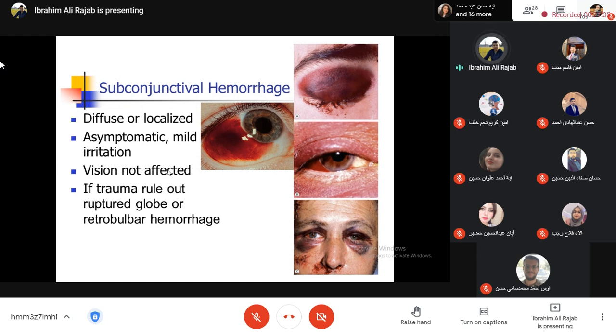So we should think of the most common cause. We should not think of the rarest cause, the blood dyscrasia. We should think of blood dyscrasia if the patient has recurrent attacks, separated by a very short duration, and has other signs and symptoms of blood dyscrasia, and the subconjunctival hemorrhage is so severe, so we should think of this rare cause. But in a patient with subconjunctival hemorrhage, we should think of the most common cause, which is Valsalva maneuver.